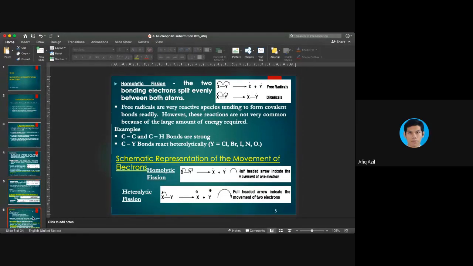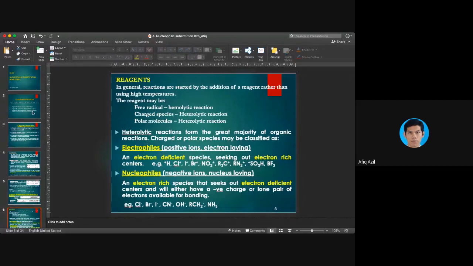Okay, next, reagents. So these are some of the terms that you will encounter throughout the rest of the chapters. In chapters 5, 6, 7, 8, and probably for your next paper next time as well. So what are reagents? Reactions are started by the addition of a reagent rather than using high temperature.